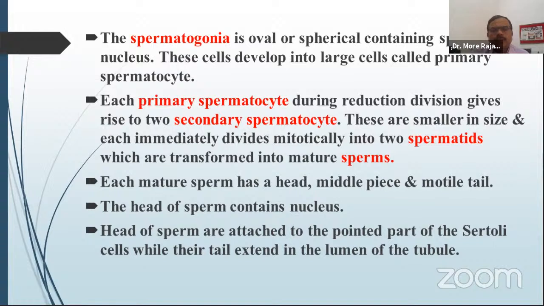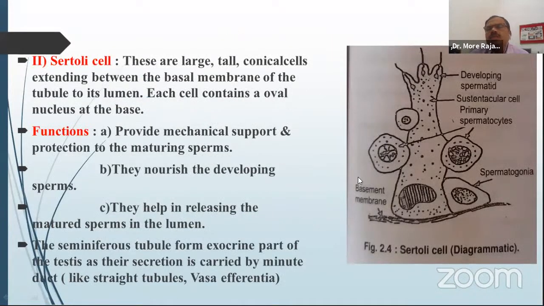Each mature sperm shows three regions: the head, then the middle piece, and the movable or motile tail. So this is the structure of the sperm. The head of the sperm consists of the male nucleus. This head is attached to the pointed part of the Sertoli cells, while the tail extends into the lumen of the tubule. So this is the arrangement of the attachment of the spermatozoa. The tail is freely moving here.